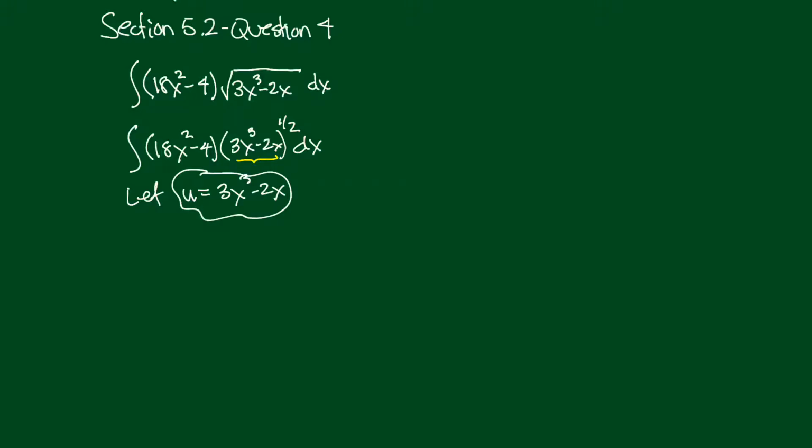And now I'm going to go ahead and find du/dx. But what I'm going to do is this. I could write du/dx, but I know I'm going to multiply by dx at the end anyway. So what's the derivative here? I'm going to get 9x squared minus 2, and then I'll get that dx.